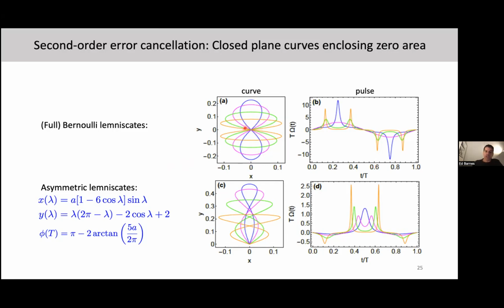But all of these figure 8s have the same opening angle at the origin, so they all actually implement identity gates. If I want to implement a non-trivial X rotation while I'm canceling noise to second order, then I have to draw less symmetric curves like the ones shown down here. And by introducing a different opening angle at the origin, I can generate different types of X rotations. And so long as the net area enclosed is 0, then I'm canceling noise to second order.